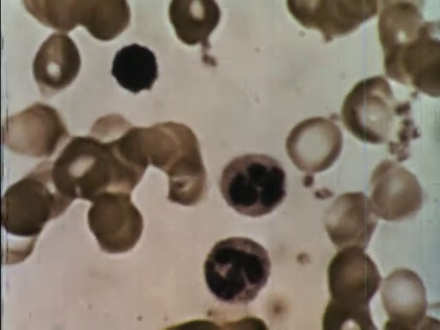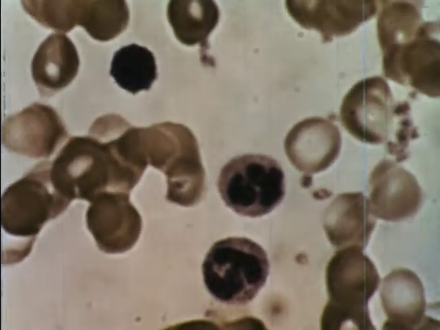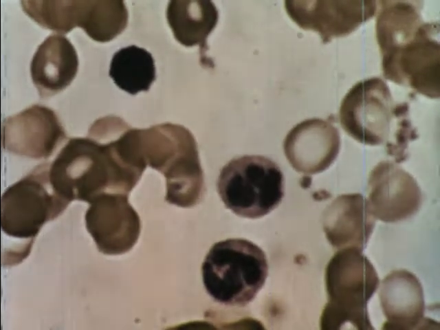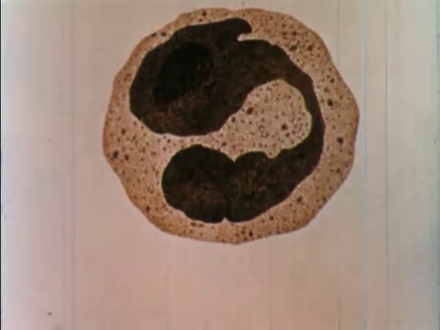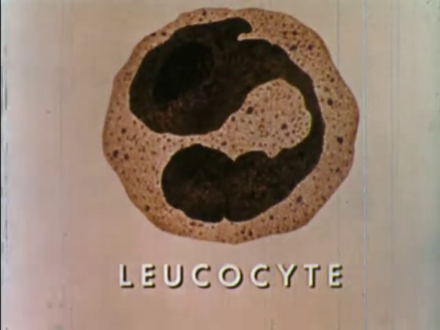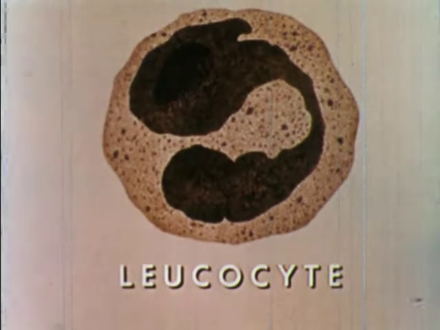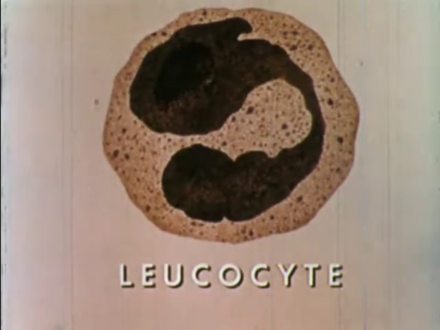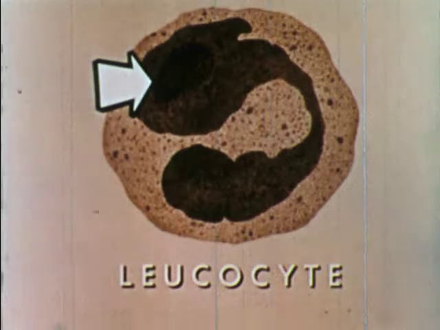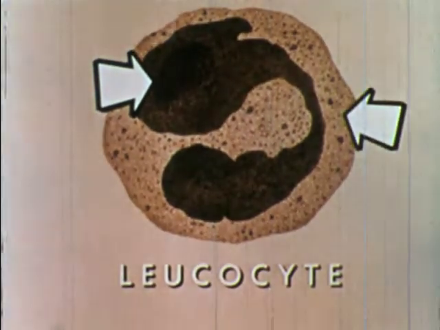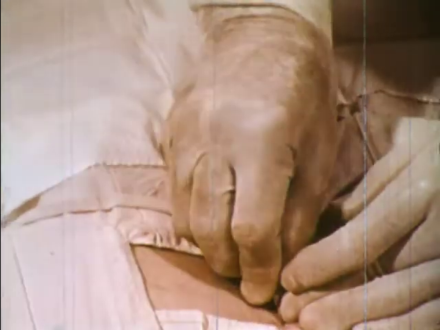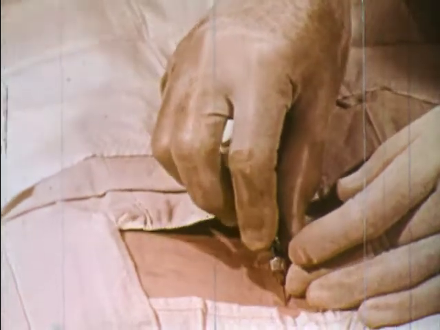Unlike the red cells, white cells have nuclei. You can see the structure of a white cell, or leukocyte, in this drawing of a stained cell. The entire dark area of this cell is the nucleus. It is surrounded by cytoplasm. Blood cells are produced in the bone marrow.